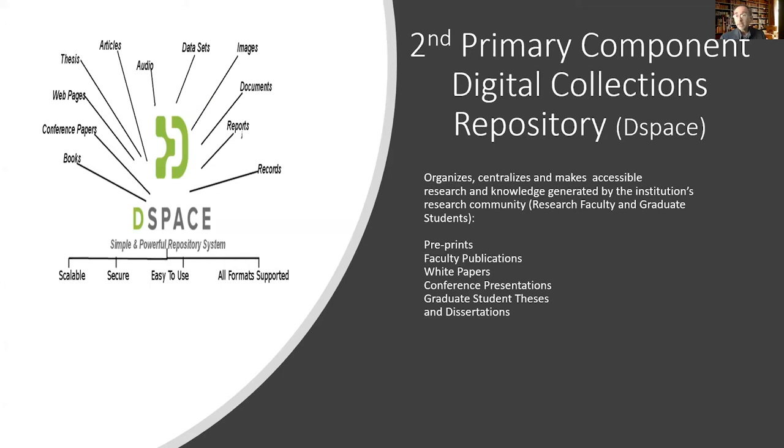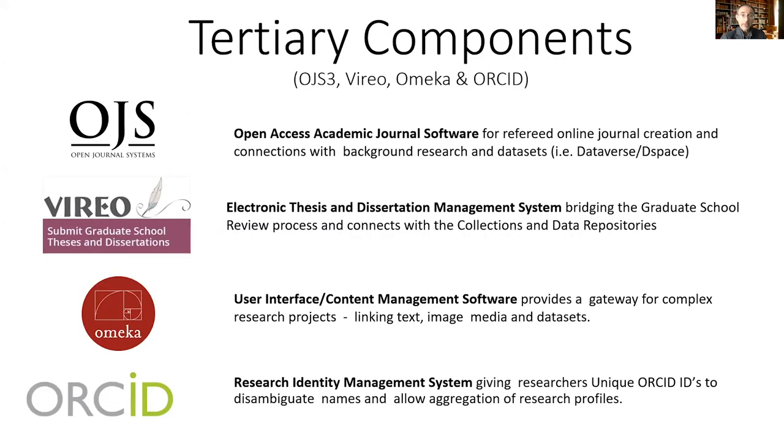The second equally important primary component here is the digital collections repository. And we use the original MIT product, DSpace. This organizes, centralizes, and makes accessible research and knowledge generated by the institution's research community, essentially the research faculty and graduate students. And I was really happy to see all of the talk in terms of preprints, because that's one of the areas DSpace is very good at.